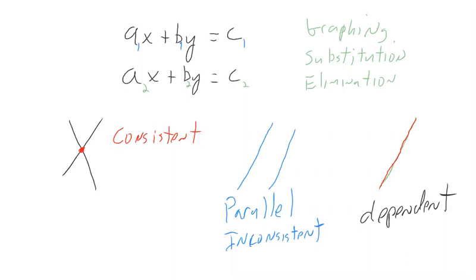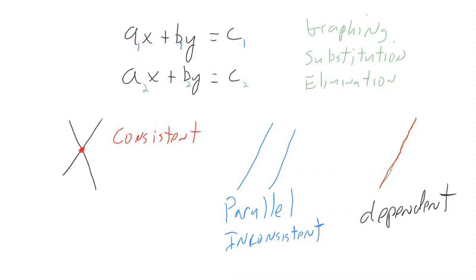I put ones on a, b, and c in the first equation to represent the first equation. And I put twos on a, b, and c in the second equation to represent the second equation. Remember, x and y are variables, so there are infinite solutions when you're on a line because there's infinite x's and infinite y's. Now, we're going to learn three ways to solve these things: by graphing, substitution, and elimination.